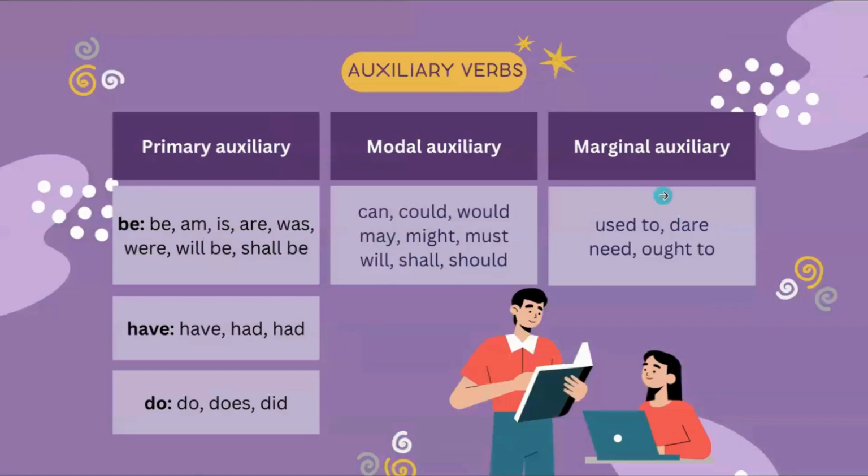The next type is marginal auxiliary. They are also called semi-modal verbs. The examples are used to, dare, need, ought to. So these marginal or semi-modal verbs contain some properties of modal auxiliary, but they don't act as a modal at all times. As today our focus is modal auxiliary, so let's learn modal auxiliary and its types.